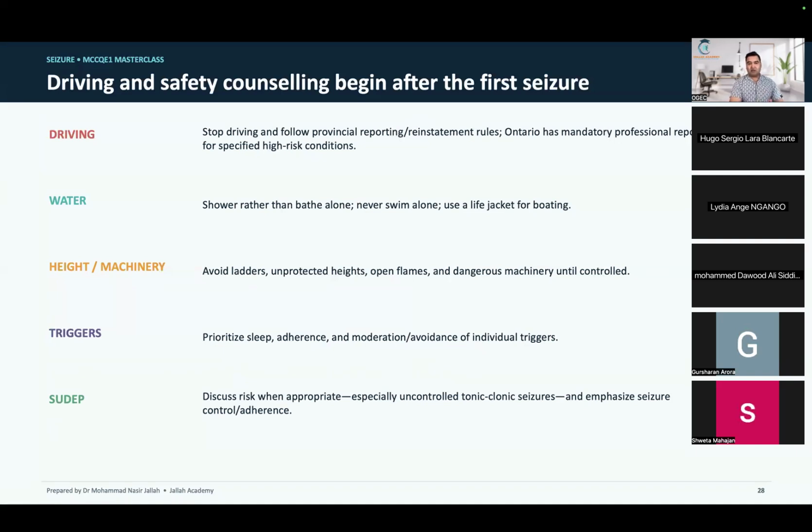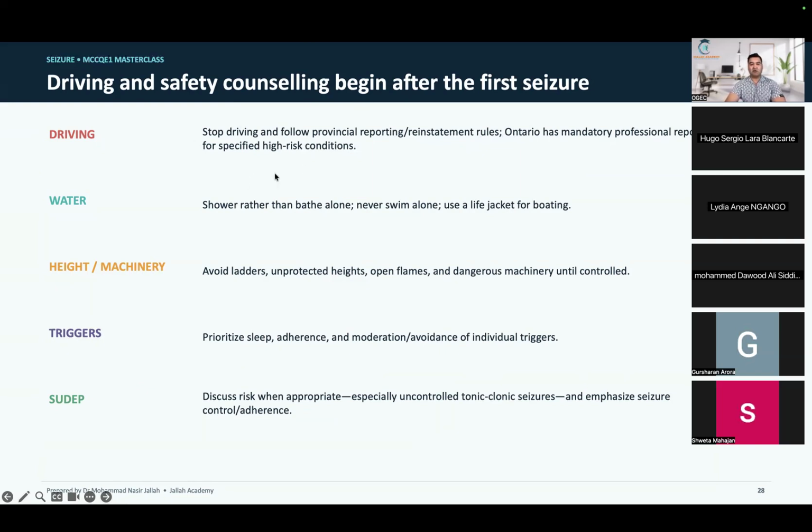But in MCCQE Part 1, in NAC OSCE, these are the things that you have to cover while you're doing the consultation. The examiner in the station will just take marks: he covered the driving, he covered the water, he covered the machinery, he covered the triggers, and this and that. So you need to specify it and verbalize it: I'm covering this and this and that. For example, stop driving and follow prevention, reporting, reinstatement rules. Ontario has mandatory professional reporting for specific high-risk conditions.